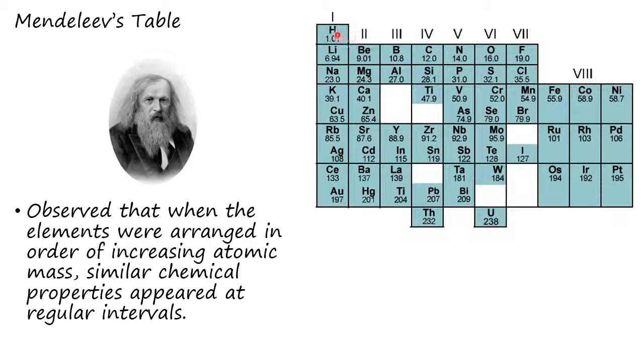So for instance, hydrogen had properties very similar to lithium, so they were placed in the same vertical column. Then he continued to arrange the elements according to increasing atomic mass until he found that sodium had similar properties to hydrogen and lithium, so it was placed in the same vertical column. So elements in the same vertical column have similar chemical properties.